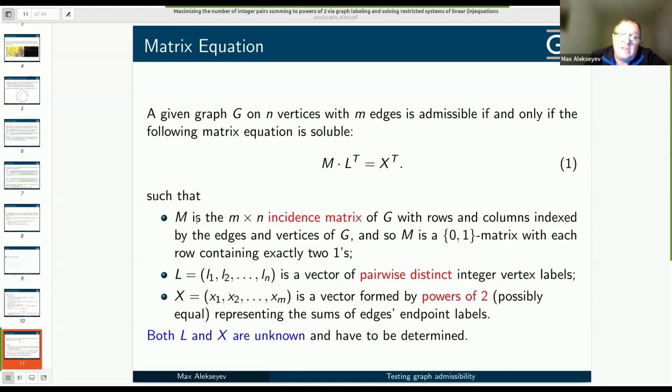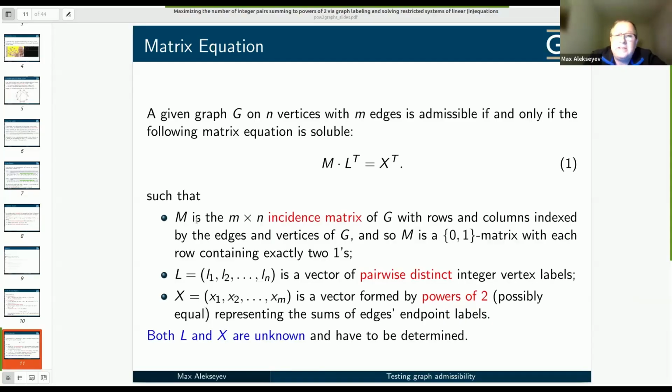And so since each edge is incident to 2 endpoints, each row has exactly 2 ones. All other elements are 0 in this matrix. So matrix M is given to us. Since we are given a graph, we are given this matrix.